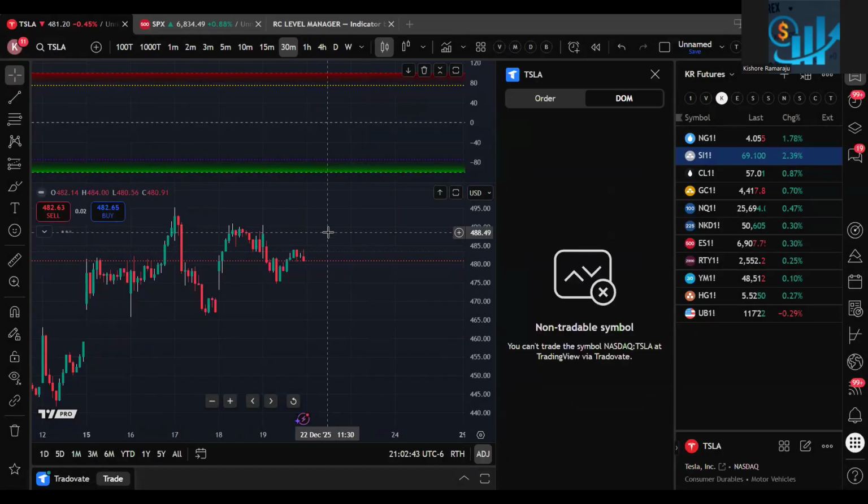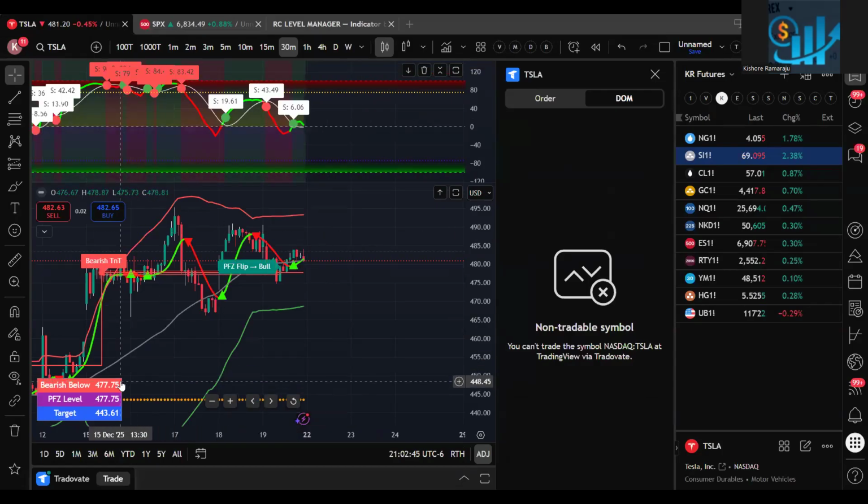For example, Tesla. It is telling it is bearish. When Tesla goes below 477, it may drop until 443. That means you can buy the puts, you can do bear calls if Tesla breaks below 477. Until that point of time, you don't take any short opportunities.